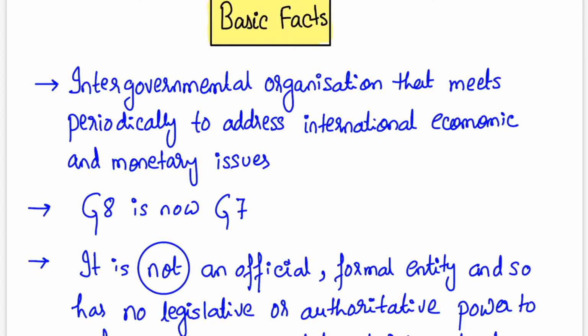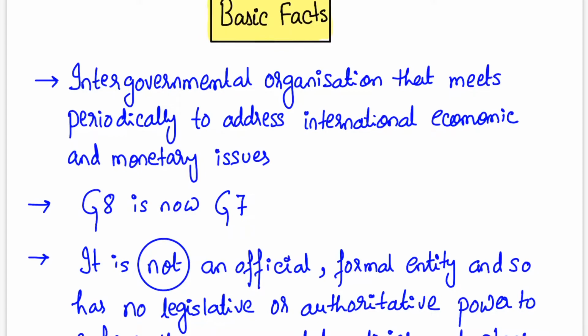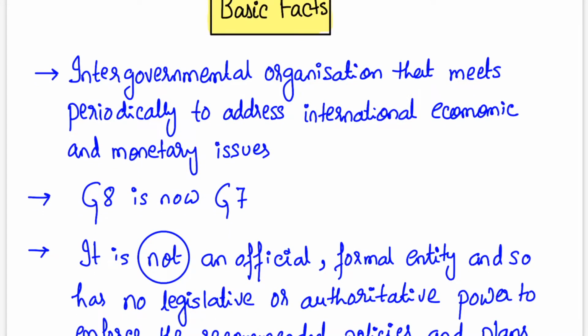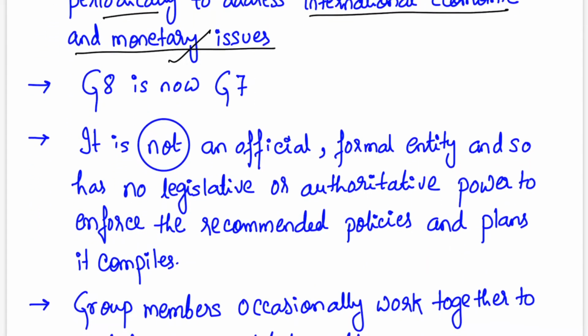The basic fact about this G7 and G8 international group is that it is an intergovernmental organization that meets periodically to address international economic and monetary issues. They have also discussed terrorism, they have also discussed climate change, and they have also formed the action plan of the G7 according to the UNFCCC. So they are working on these things.